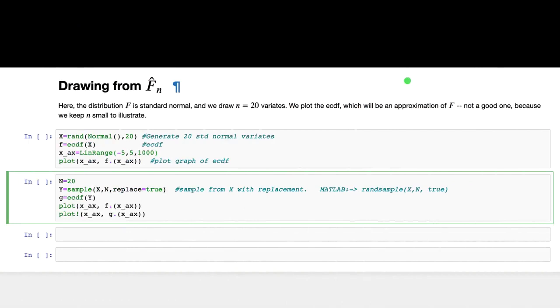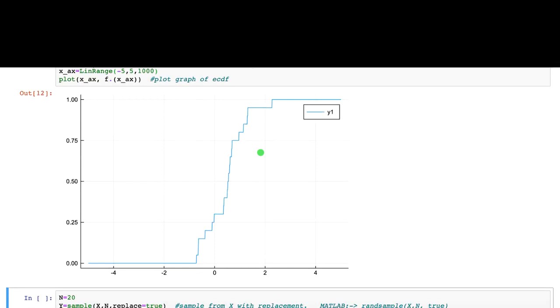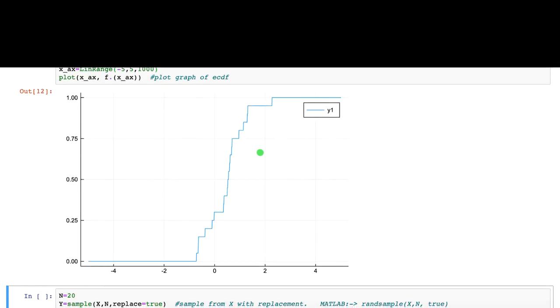Let's illustrate what we mean when we say that we draw from the empirical distribution function. Here we have an original distribution function which is standard normal, and we take a small sample of 20 variates from that distribution. We then plot the ECDF, and that will be an approximation of the true distribution function f. It won't be a good one because we keep n quite small in this case, just so that we can clearly see what's going on. So let's do that to begin with. And this is then the approximation. Of course, the true CDF is a nice smooth function. It's S-shaped.